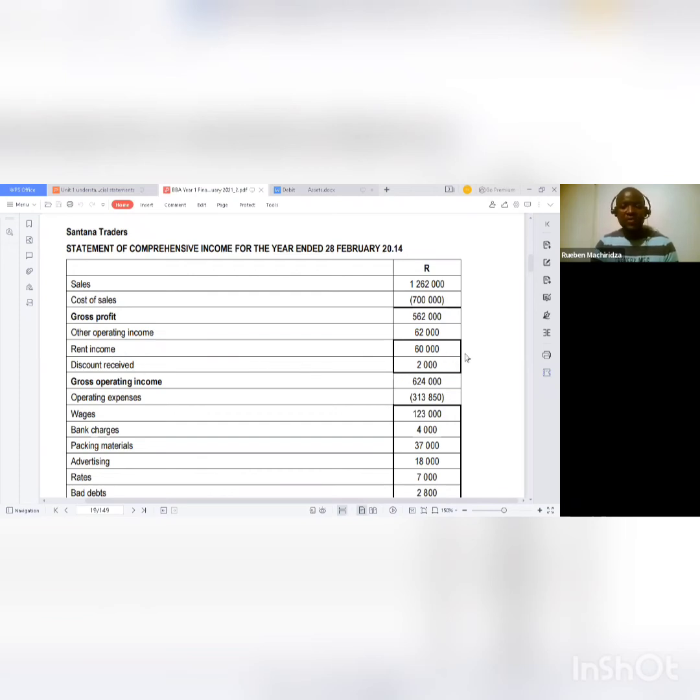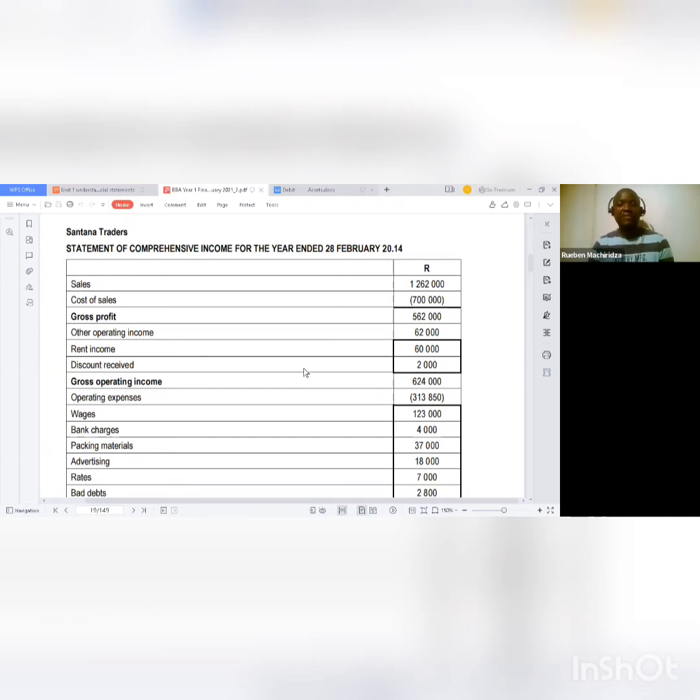So here we add, if you see there, these two are in brackets, so it means these figures are adding each other. 60,000 of rent income and 2,000 of discount received, we get 62,000. So that's the total we get from the other operating income. Therefore, we add our gross profit with the other operating income, because remember, these two figures are the amounts that we have.